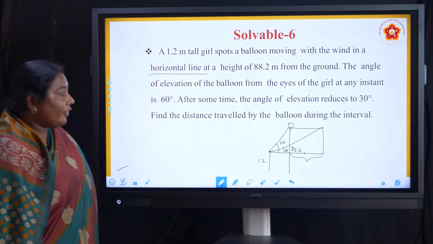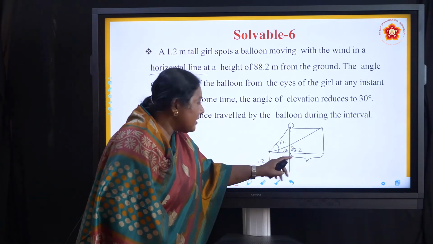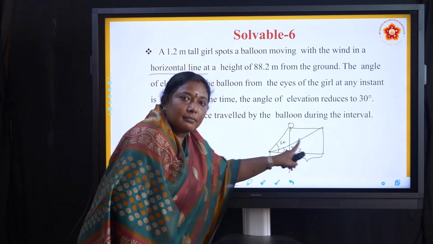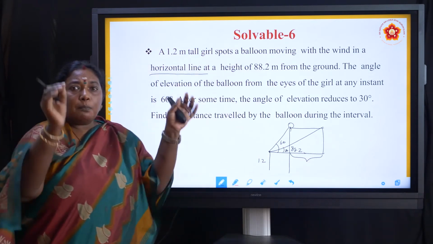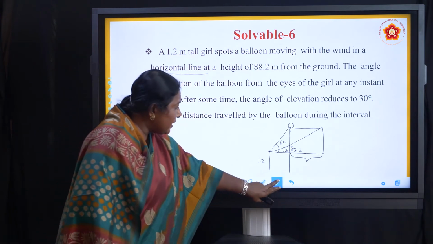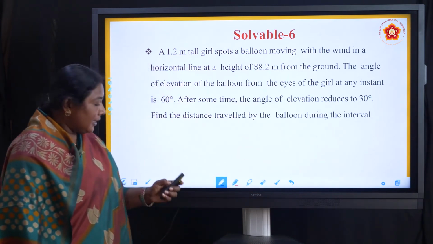Okay, that is what I have to find. Here I can see clearly, I have two triangles. Two triangles, two diagrams, put the values, answer over. Very easy. Just draw the figure correctly.